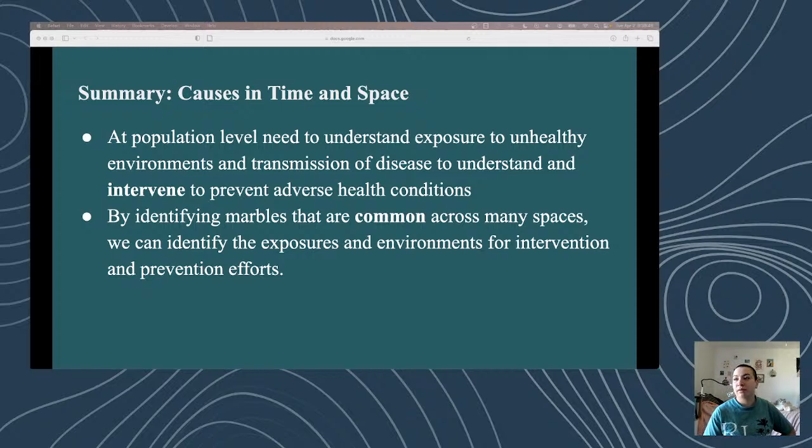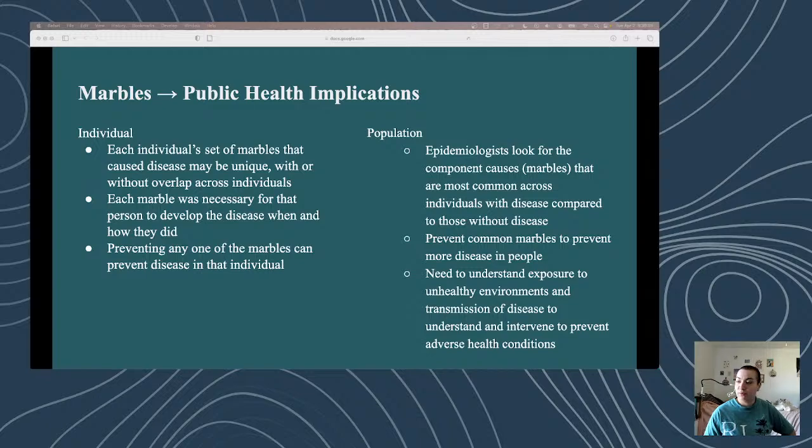And by identifying marbles that are common across many spaces, we can identify the exposures and environments for intervention and prevention efforts, both on the individual and the population level. So what then are the public health implications? For an individual, each individual set of marbles that cause disease might be unique, with or without overlap across individuals. And each marble was necessary for that person to develop the disease when and how they did. And preventing any one of the marbles could have prevented disease in that individual. So it's always worthwhile to prioritize prevention when we don't know what each person's individual causes are. Why not try and focus on them all? Prevent them all.